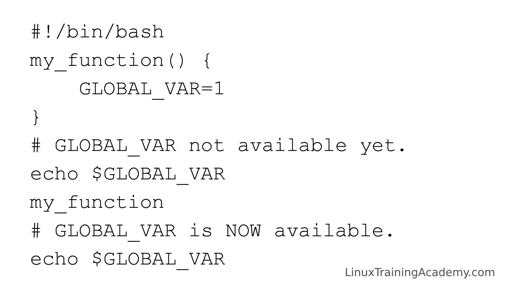Next, the myFunction function is called. Now, a value has been assigned to the variable global_var. On the echo statement after the function call, it will print 1 because that is the value now assigned to global_var.